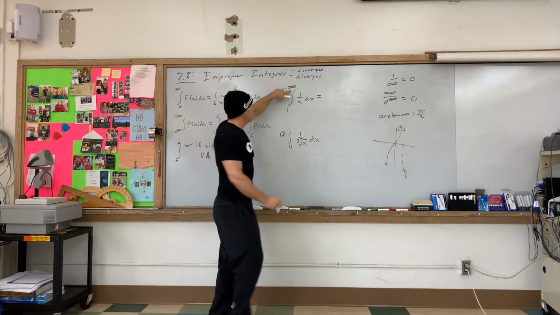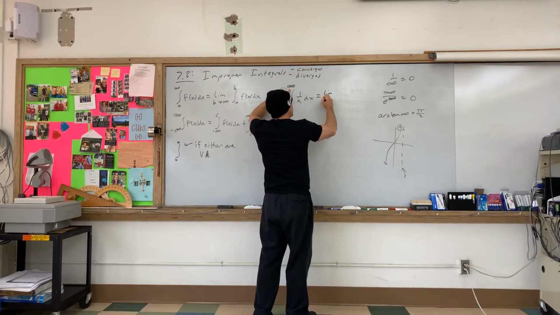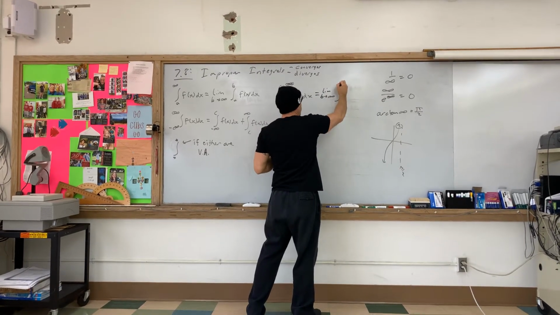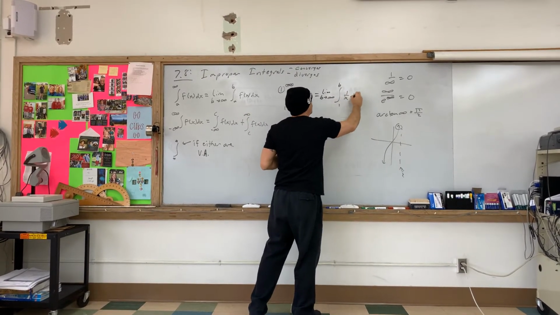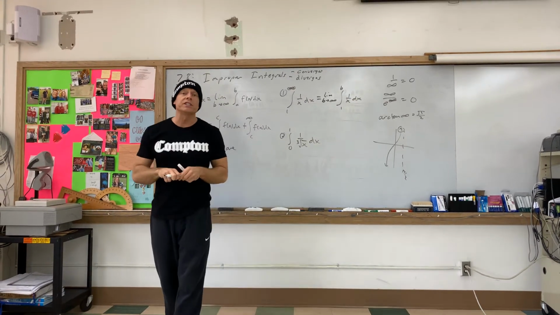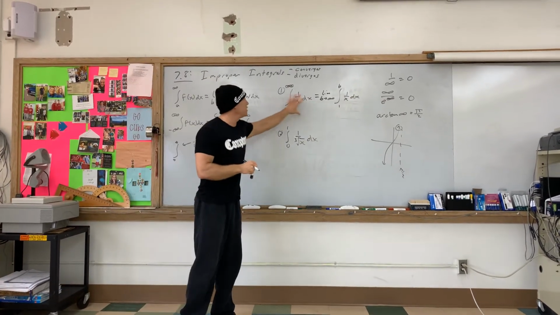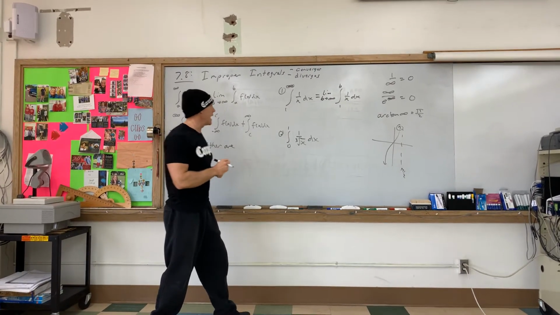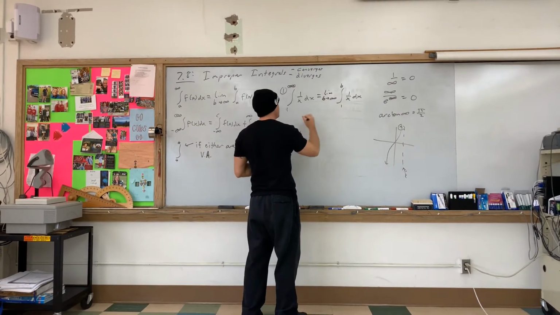I'm going to put a b up here, and I'm going to find the limit as b approaches infinity of the integral from 1 to b of 1 over x dx. So that's your first step in finding improper integrals: I'm going to change it to a limit, just like I showed you. You can refer back to that.